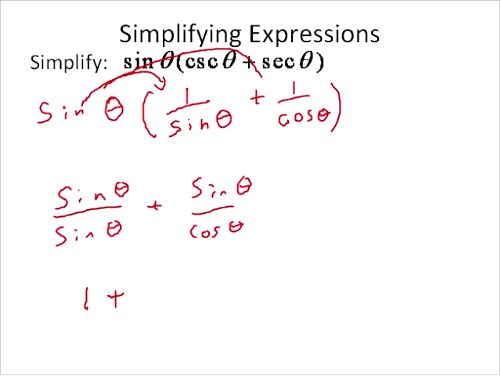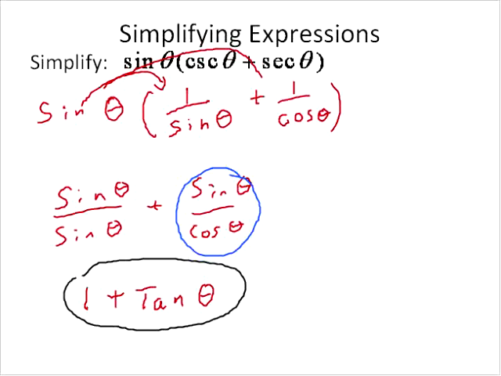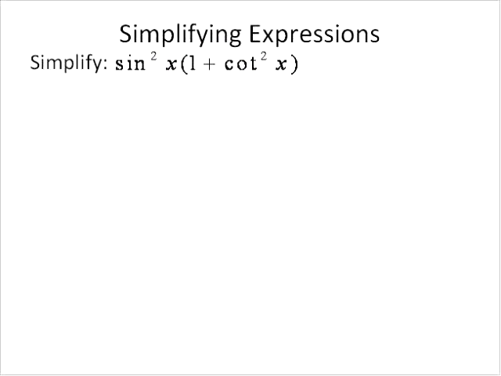And let's pick a different color. Sine over cosine, well, look at my formula sheet, and sine over cosine is just tangent. So I get 1 plus tan theta. And there we go. I just simplified sine theta times cosecant plus secant into 1 plus the tangent. One more of those simplifying.